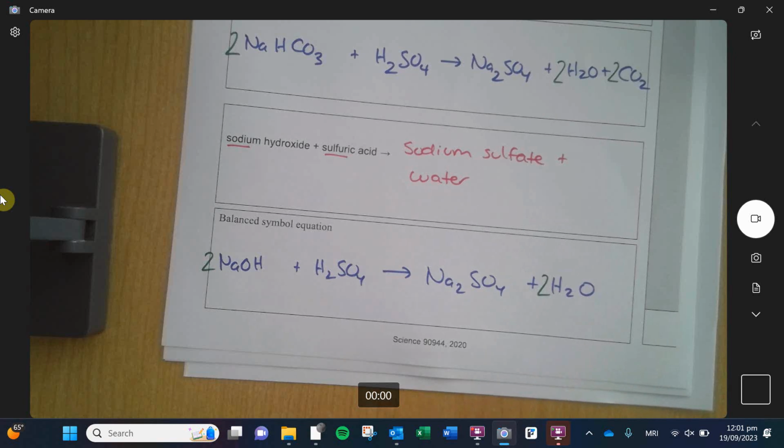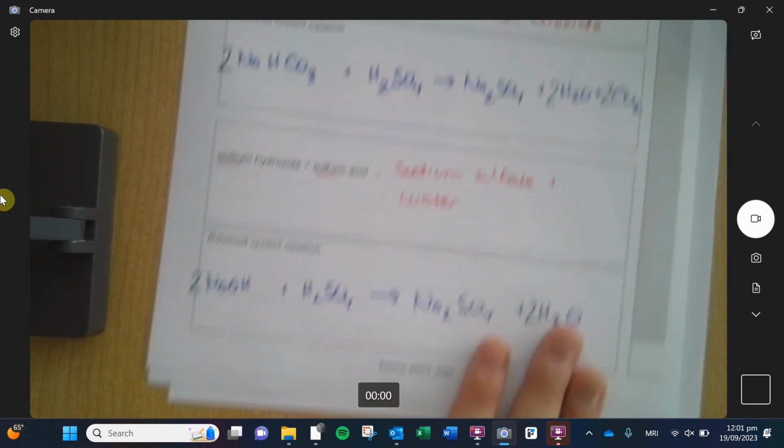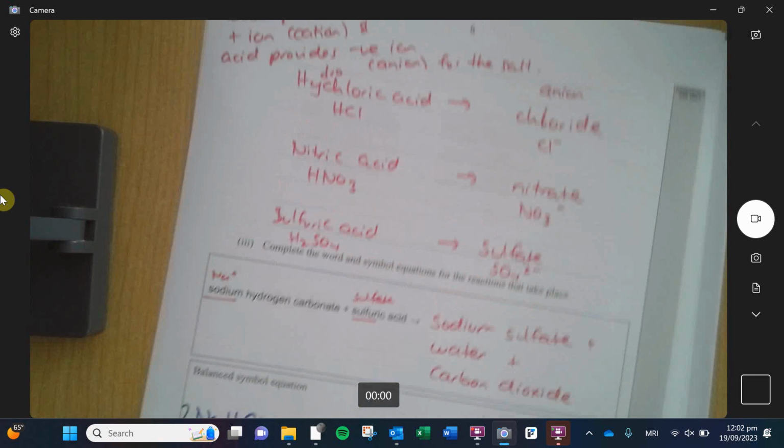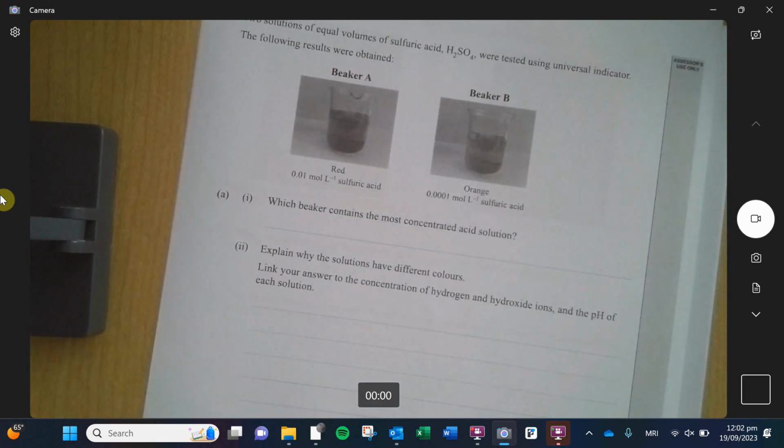So just worry about neutralization equations because those are the only ones they'll give you on the assessment. They won't do like precipitation or the other ones that we talked about earlier this year.